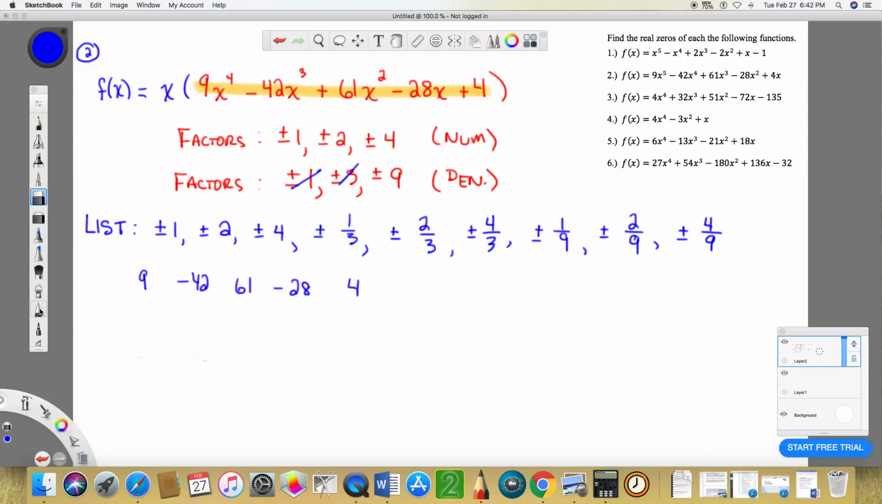So let's try -1. Doesn't look like it's going to work either, does it? Yeah, this is definitely not heading towards 0. All right, so we've tried both 1 and -1. Let's go ahead and try 2.